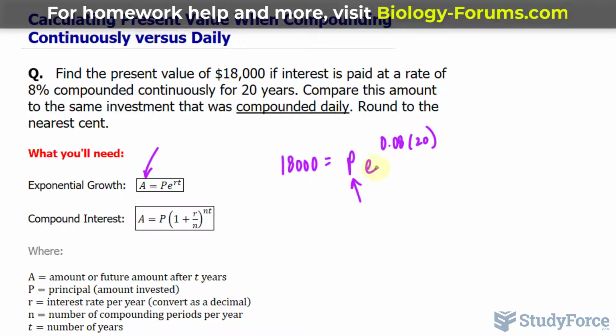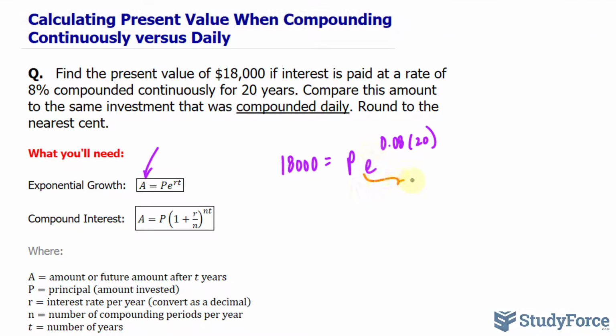To do that, we can divide both sides by this factor. So if I divide both sides by e to the power of 0.08 times 20, we should end up with P. Let me show you what that looks like. 18,000 over e to the power of 0.08 times 20.